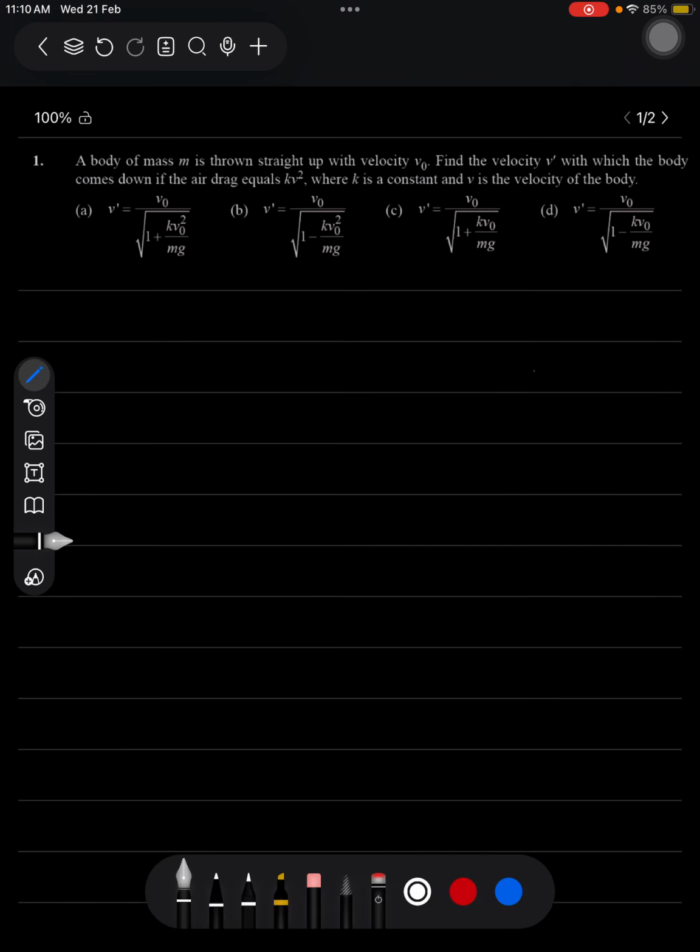So if we consider the upward motion of this object, there will be two forces acting on it. Definitely gravity will be acting in the downward direction, as well as the drag force, which is proportional to v², also acting in the downward direction. If we assume there is some velocity v in the upward direction, that velocity will be a decreasing quantity and ultimately it will reach 0.